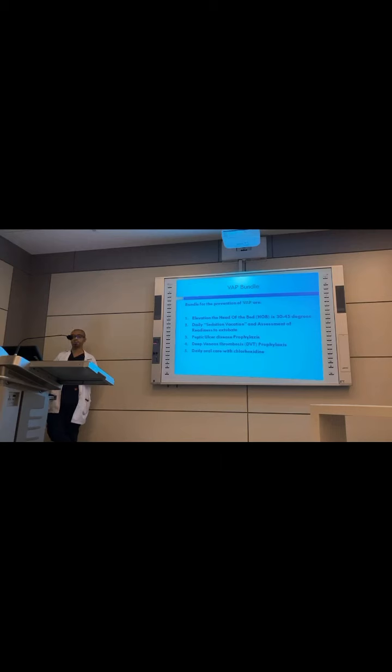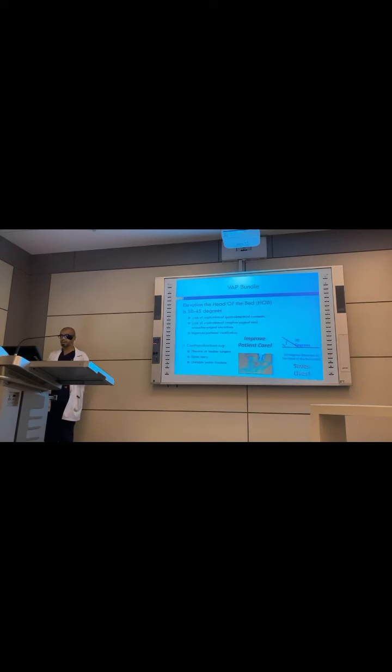Bundle for preventing VAP: elevation of the head of the bed from 30 to 45 degrees, daily sedation vacation, peptic ulcer disease prophylaxis, deep venous thrombosis prophylaxis, and daily oral care with chlorhexidine. Elevating the head of the bed helps to decrease the aspiration of gastrointestinal content, decrease the risk of aspiration of oropharyngeal and nasopharyngeal secretions, and improve patient ventilation.